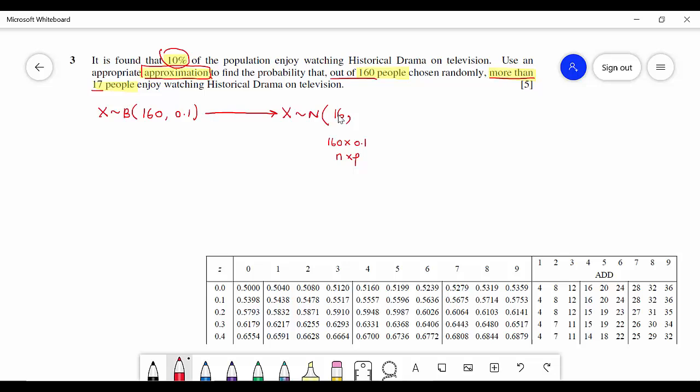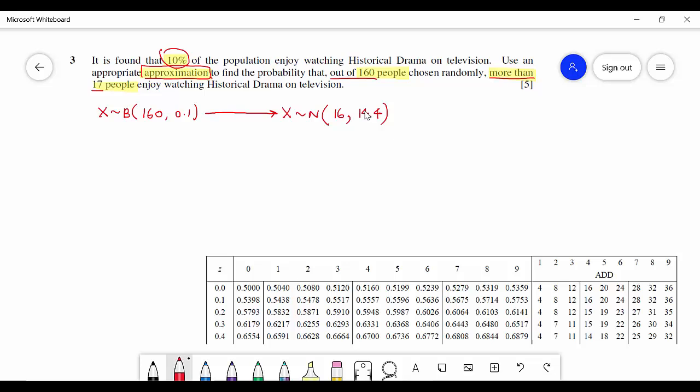The second parameter for the normal distribution should be the variance. So how to get the variance? It should be npq, which means 160 multiplied by 0.1 and multiplied by 0.9. So the variance here will be 14.4. All right, so you already have the parameters of the normal distribution, so we can start answering the question.